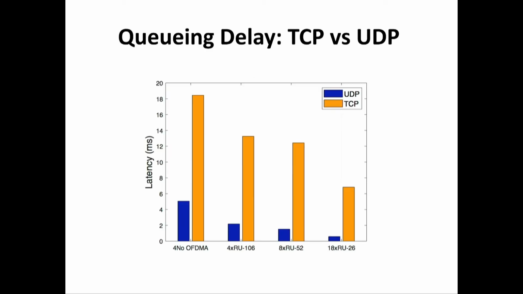Okay, so we also looked at the queuing delay that was happening for UDP and TCP. Clearly TCP had higher queuing delay than UDP, because UDP did not have to send those acknowledgements, the uplink acknowledgements that were generated by TCP. Because of this, the queuing delay at the MAC layer for TCP packets increased.